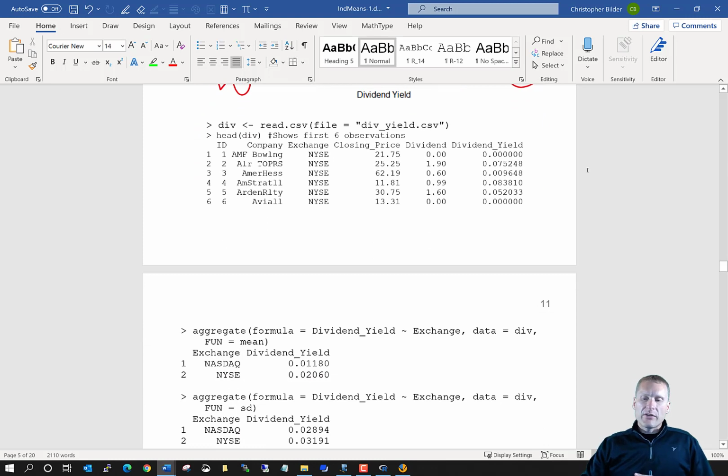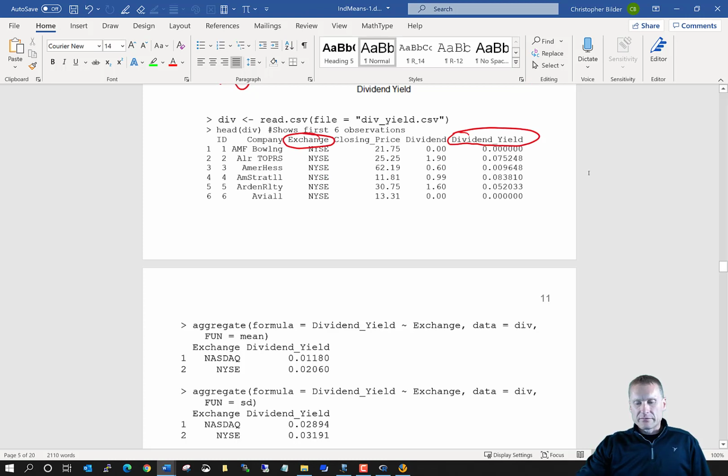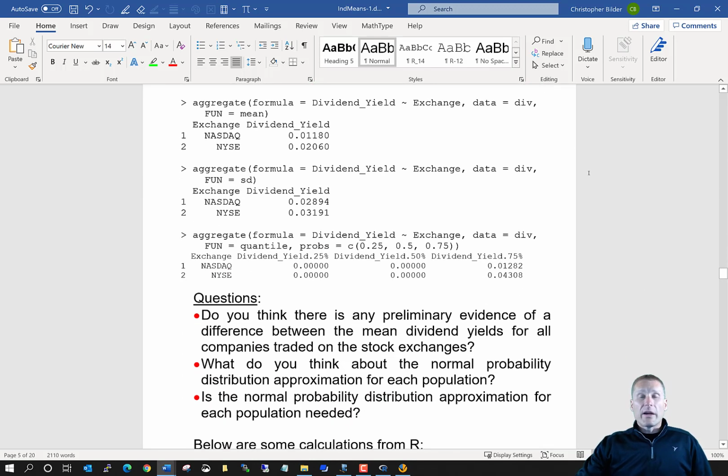So when we read in our data, this is what the data looks like. We will concentrate on this dividend yield column. We'll also concentrate on the exchange itself. So if we did some summary measures, I use the aggregate functions we've done many times before, and I'm going to use the mean function with that. We can see that, at least in terms of the sample mean itself, definitely the New York Stock Exchange has a higher dividend yield than the NASDAQ.